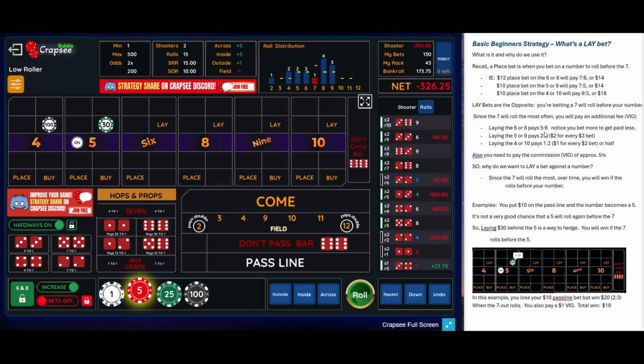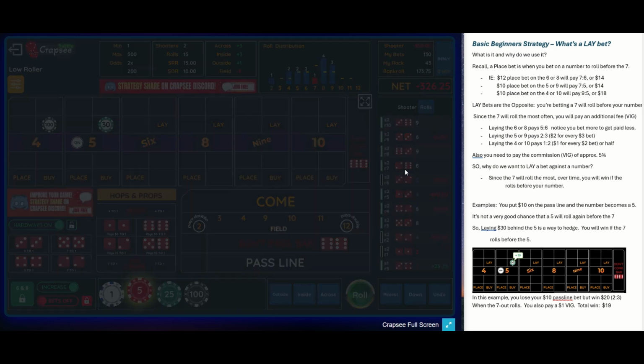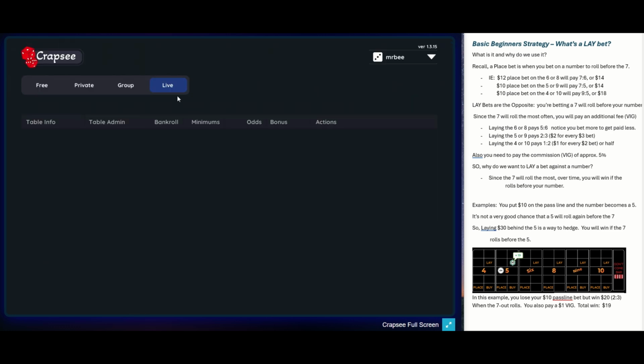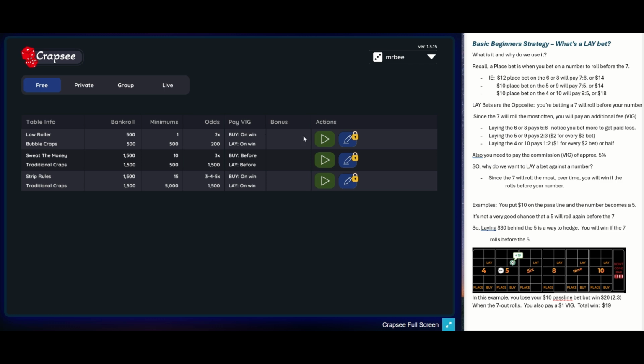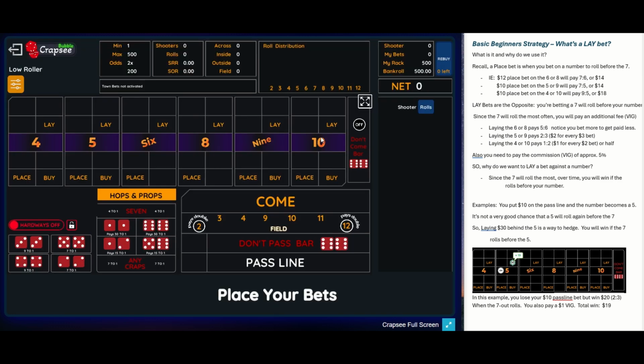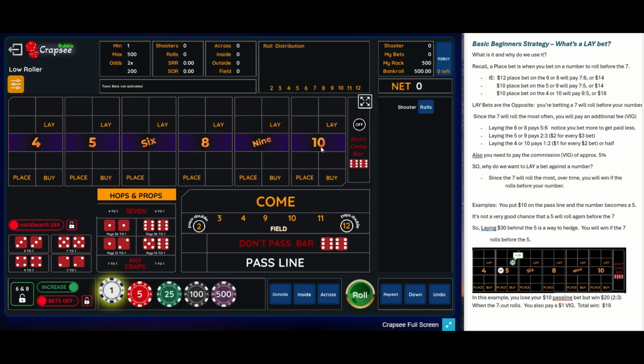Just remember, if you don't have these memorized, it's nice to have these on your phone if you're going to play lay bets. So let's clear out another board. Let's talk about why you would play a lay bet. Obviously a lay bet is going to win when a 7 comes up before the number that you're laying the bet behind.